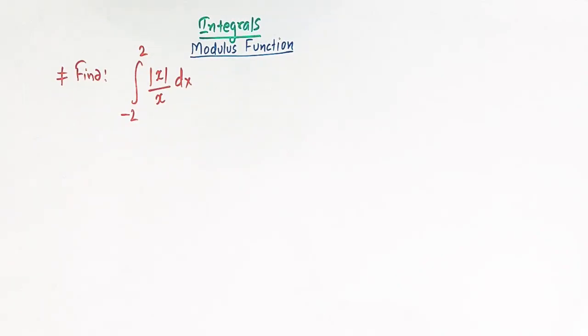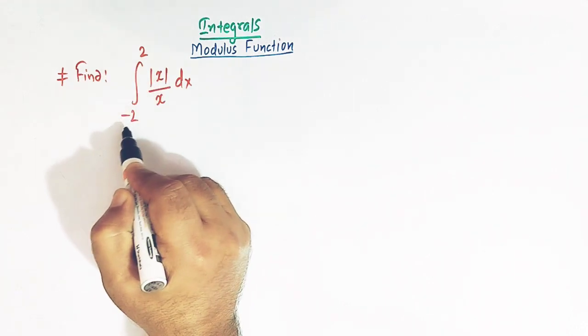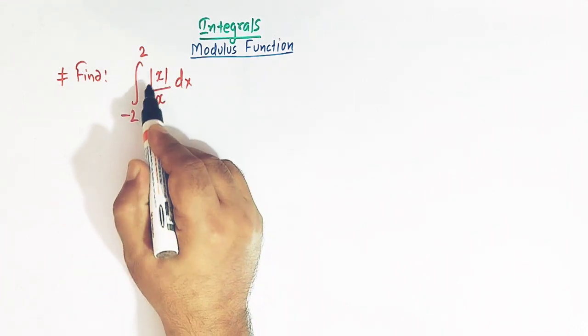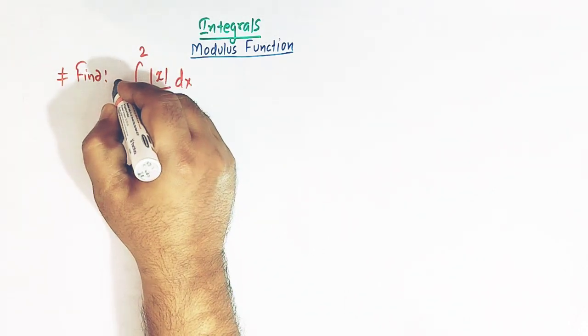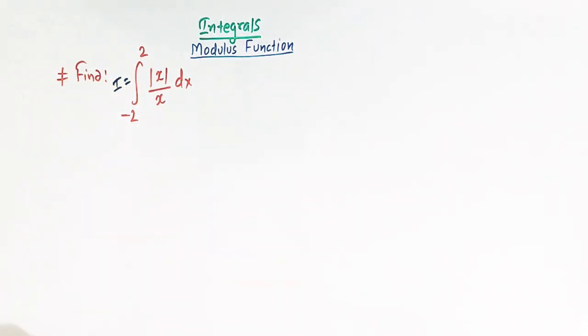Hello viewers, in today's class we are going to discuss yet another important and very conceptual problem from definite integration involving the absolute value function. Here we have a very interesting problem, and we have to find the value of this integral from minus 2 to 2, and the integrand is mod x over x. So let us call this integral I.